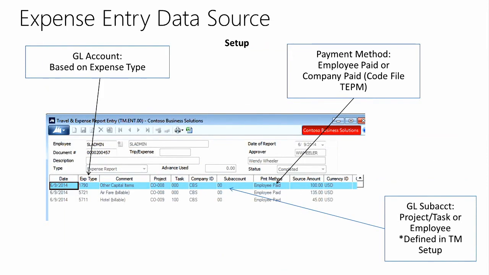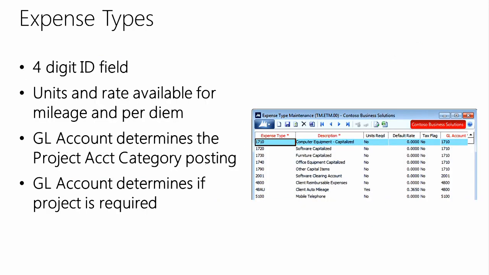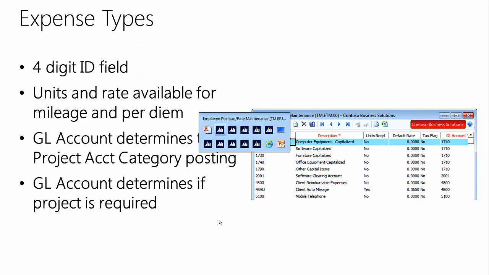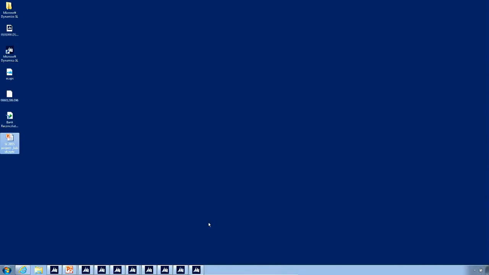We also have the expense type. We'll discuss how to create an expense type, but the expense type list drives what GL account it posts to. And then we can also have a payment method. Here it shows employee paid, but we can also have a company paid credit card set up. And the sub-account defaults based on the time and expense setup. It could pull from the employee or from the project. So let's go look at the expense types and how to set those up.